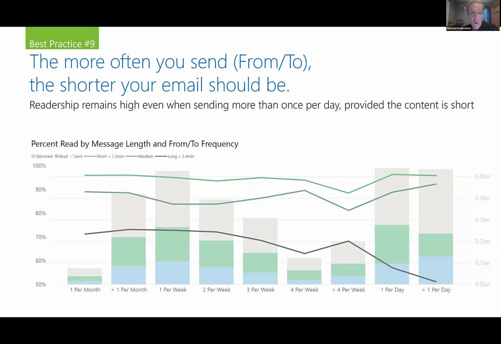And then what you'll see in general is that your readership for long messages is just lower, and the more often you send them, the lower that goes. But for short messages, it actually stays relatively consistent, even for high frequency, right? Even in that one per day, more than one per day, if those messages are short, they're performing just as well as once per month. So I think that's the key: it's not necessarily how often you're sending, but how long that content is.